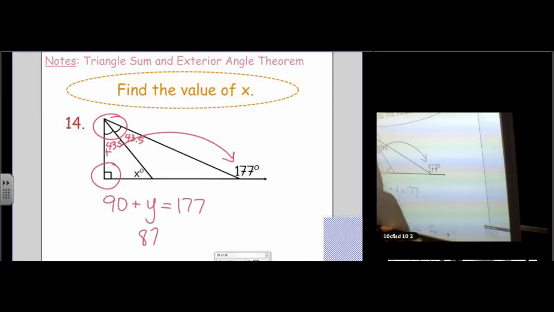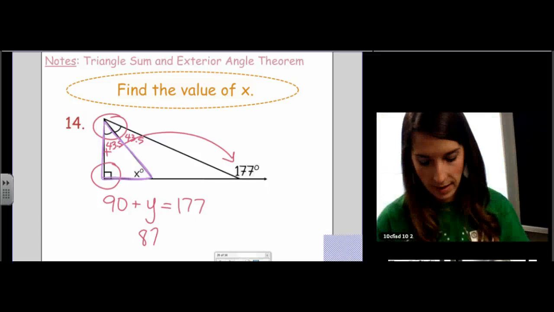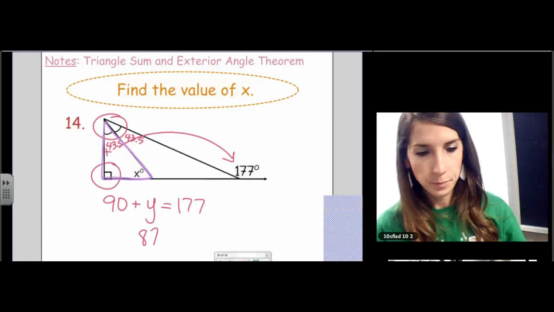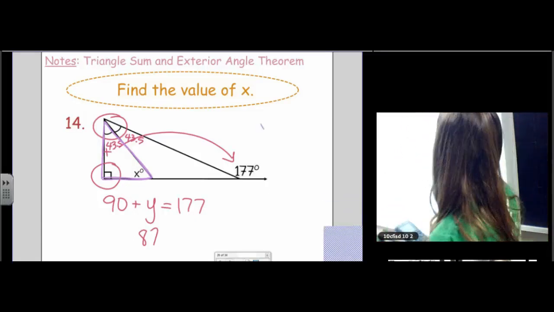And now we can use the triangle angle sum theorem and just do 180 minus 43.5 minus 90. 46.5 is the answer.